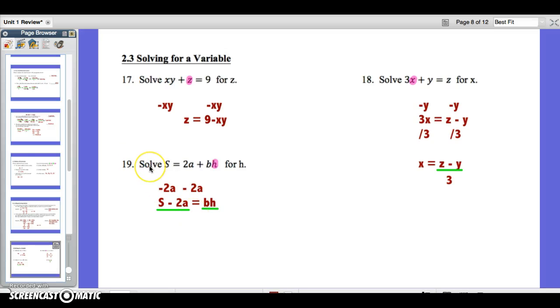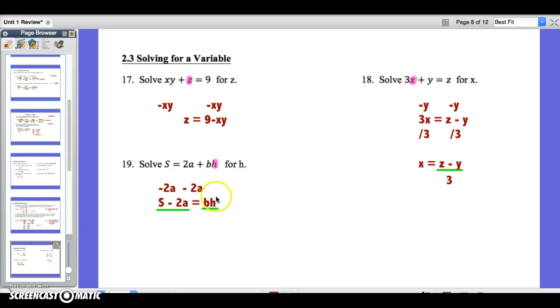Okay, so I was cut off at number 19 in the last video. What we started with was s equals 2a plus bh, and we're going to solve for h. So I highlighted the h. Before I could worry about this b, though, I have to move this 2a. It was positive 2a, so I subtracted 2a from both sides. That left me with s minus 2a is equal to bh.